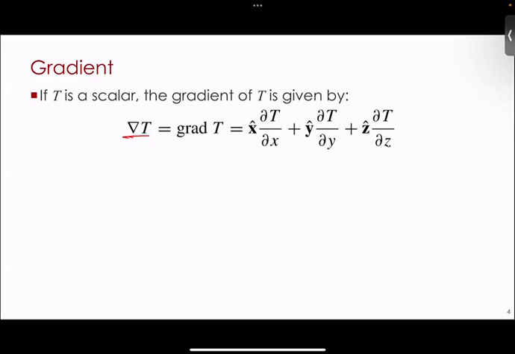When there's a dot between there, it's going to be divergence. It's going to be an upside down triangle next to some scalar. You will describe that as the gradient of T. That's how you would say it in words, okay?